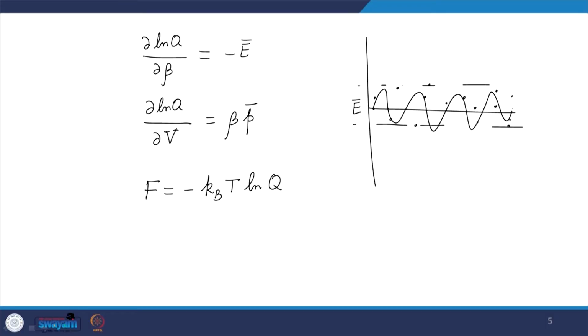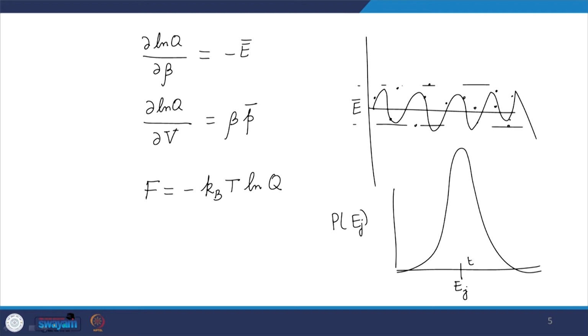the idea of the partition function can give me the value of the fluctuations. So, let us say you have some standard deviation of whatever distribution of energy you have. The other way to think about it is we can plot the probability of having an energy E_j versus E_j, and this is going to peak around some E bar value. So, we are interested in the width of this distribution, or the standard deviation of this particular distribution.